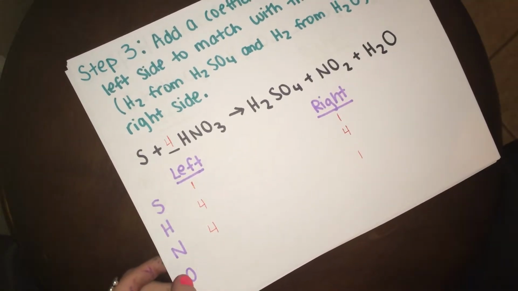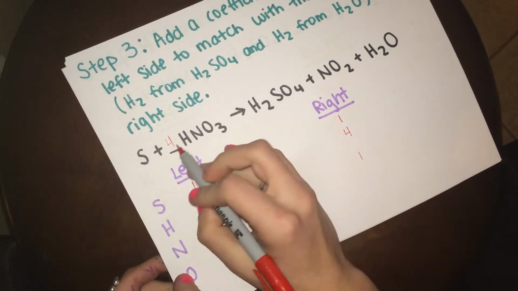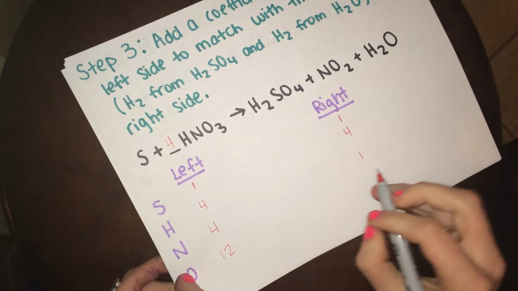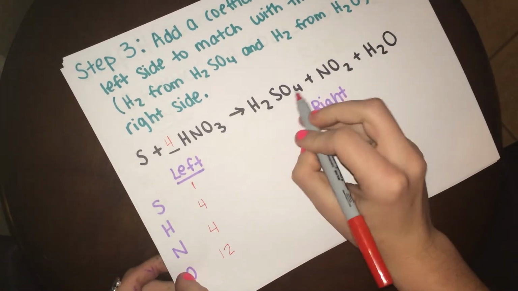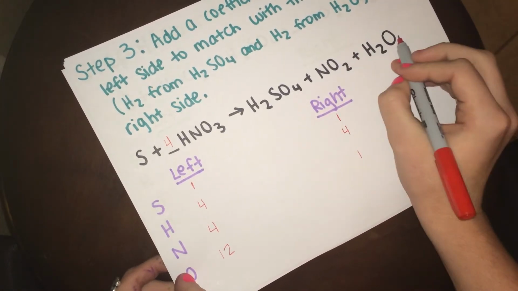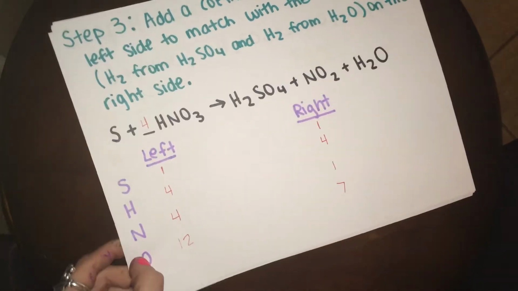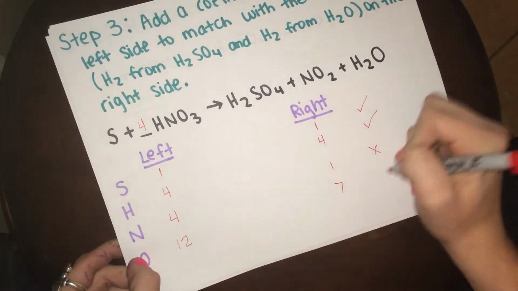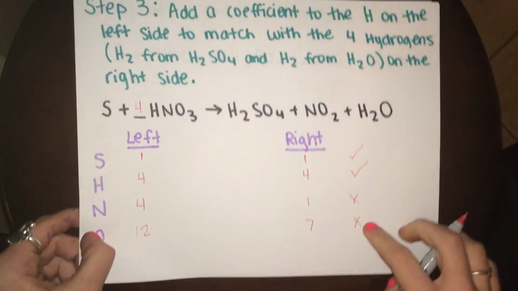And then with oxygen, there's 3 here, and then there's 4. So 4 times 3 is 12, so there's 12 oxygen. But right here, there's only 4 oxygen, 5, 6, 7, and there's 7 oxygen. So you know that this one and these 2 are equal, but these 2 are not. So you still need to balance these 2.